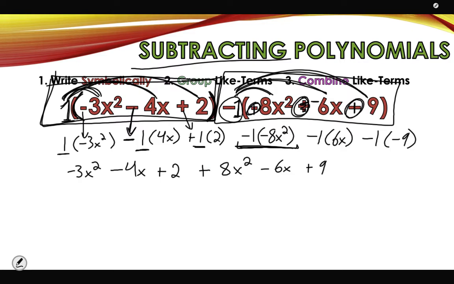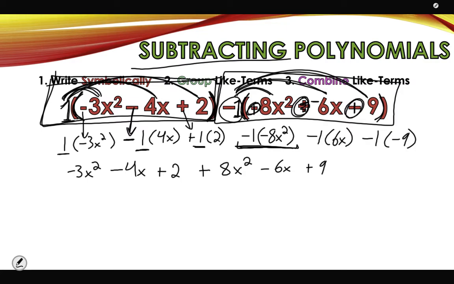So the reason why we make such a big deal out of this distribution part is because when you are subtracting, all of the signs inside of here actually have to get flipped around. Really easy to make a mistake and get everything else wrong moving forwards if you forget about that negative.